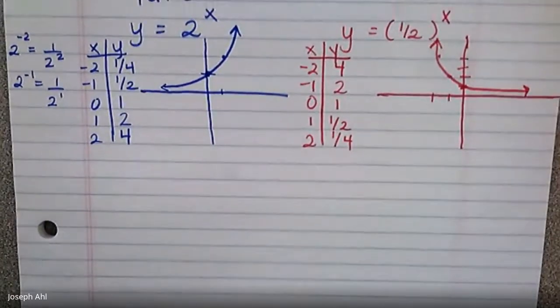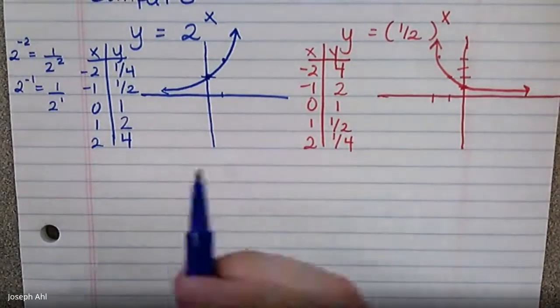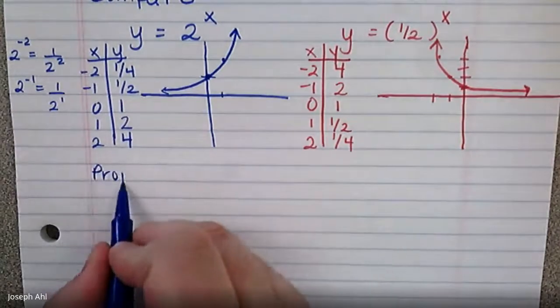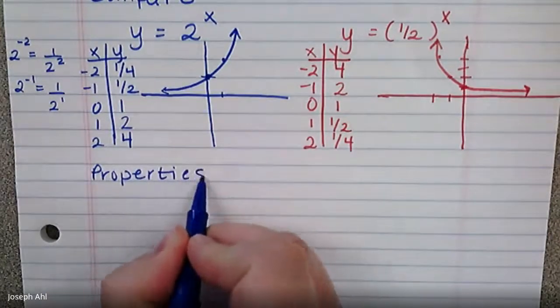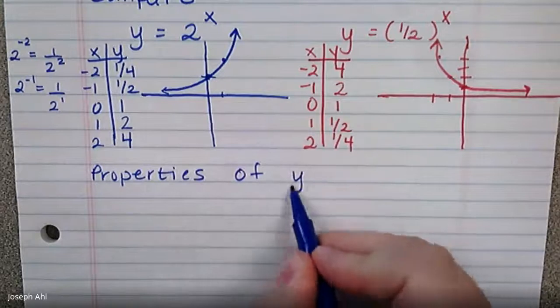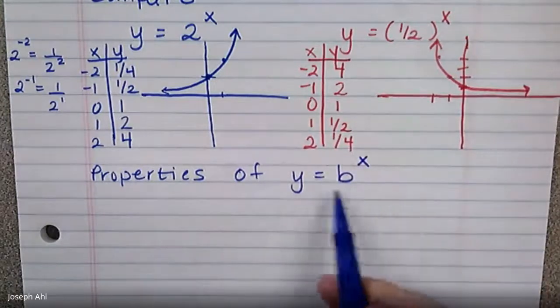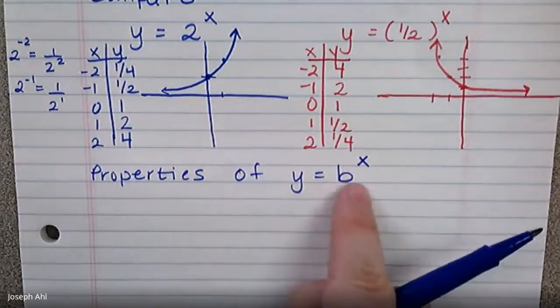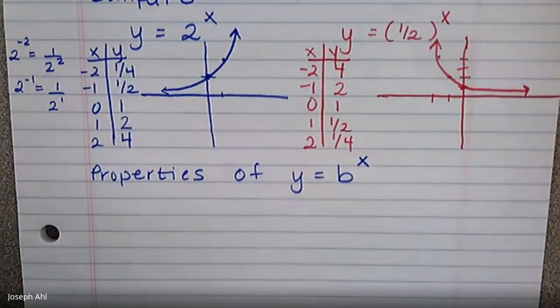So now that we've seen the graphs of these basic functions here, let's get some general sense as to what's going on with properties of graphs of the form y equals b to the x. So anything in general that has a base to the x power, let's talk about some of the general properties that we would notice based on that.